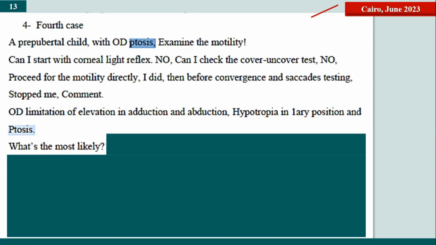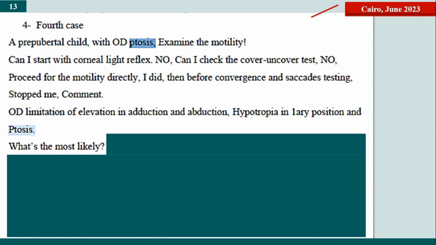Here the candidate was taking a lot of permissions, like, can I start with light reflex? The examiner said no. So she was asking about starting with Hirschberg, but the examiner said no. Can I check cover test? Again, cover test for me is a waste of time. He said no, so proceed to motility directly. Maybe the examiner told her to proceed to motility. I did convergence and saccades, and finally the findings at the end.